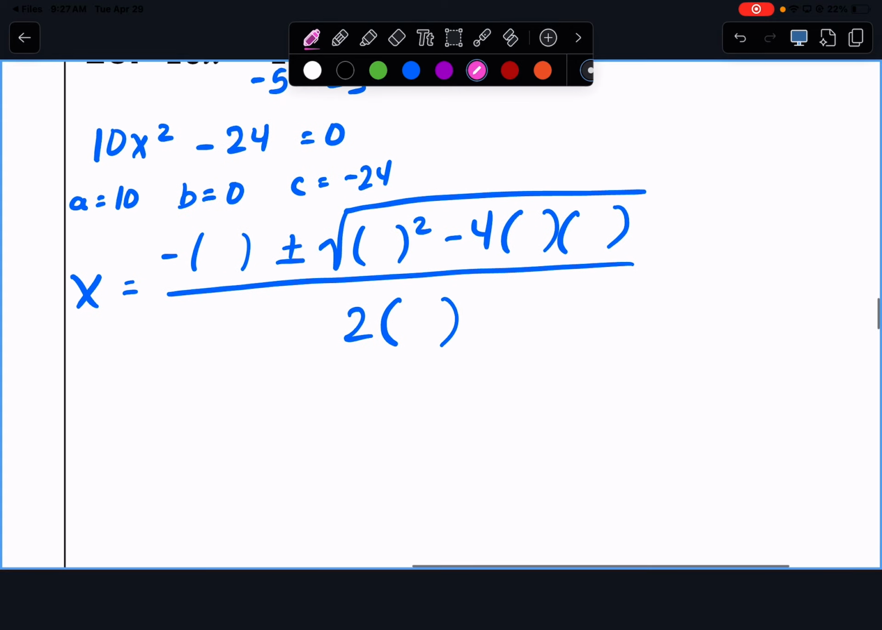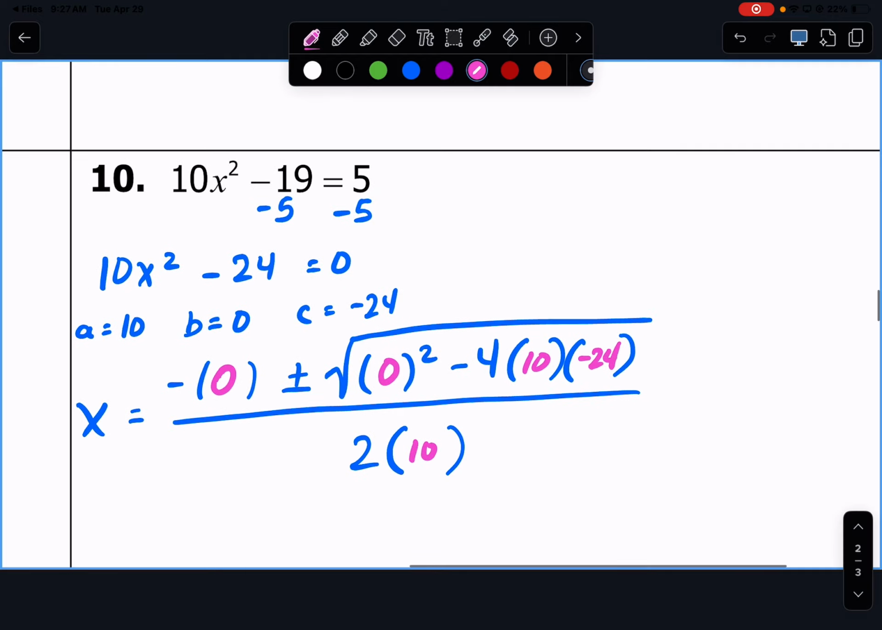All right, now, for 10, we have negative, B is 0. Plus or minus the square root of b squared minus 4 times... Hey, I'm confused. Why is B 0? Because this one does not have a plain old x term. So since we don't have a term with x, it's like saying plus 0x.